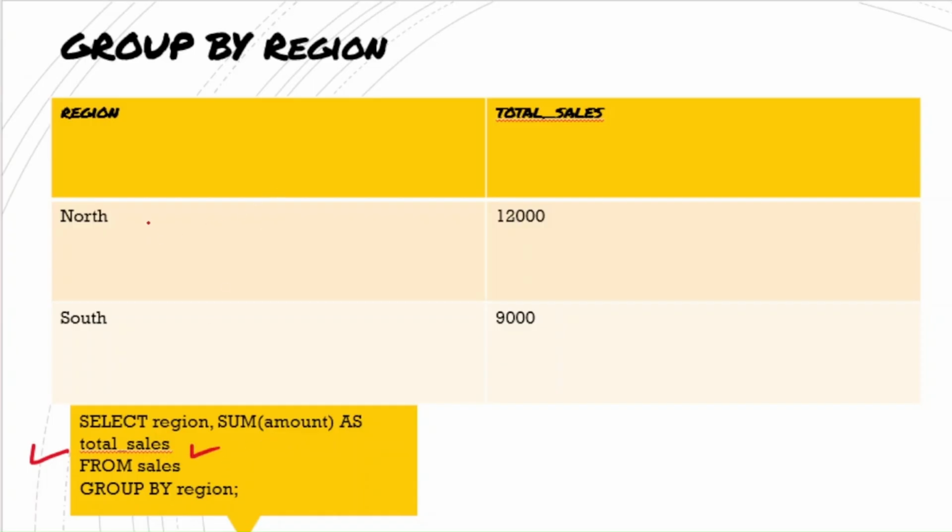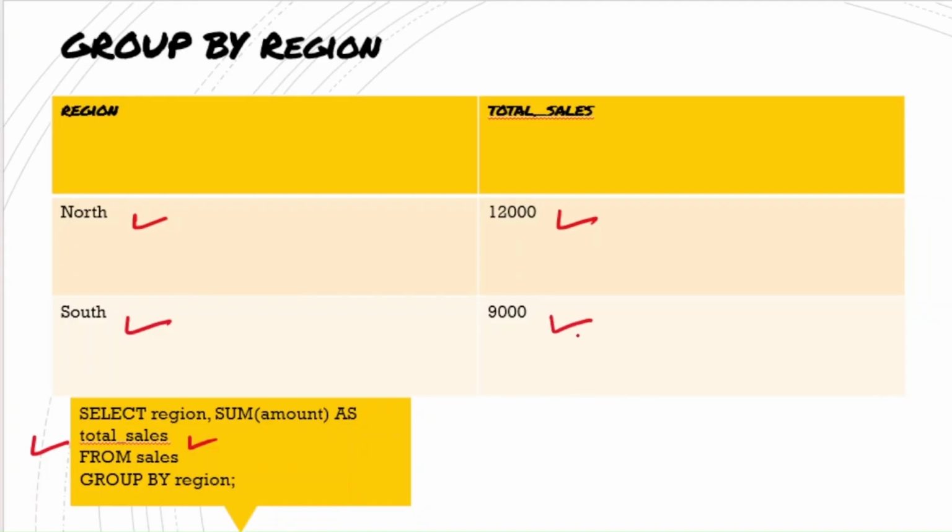So we have this result where the north region has the total sales of 12,000 and the south region has the total sales of 9,000. Remember, this grouping happens only after the WHERE filtering.